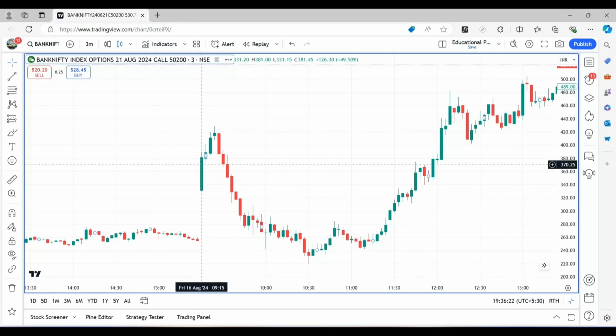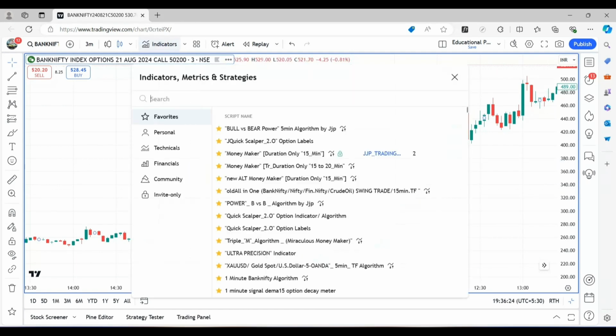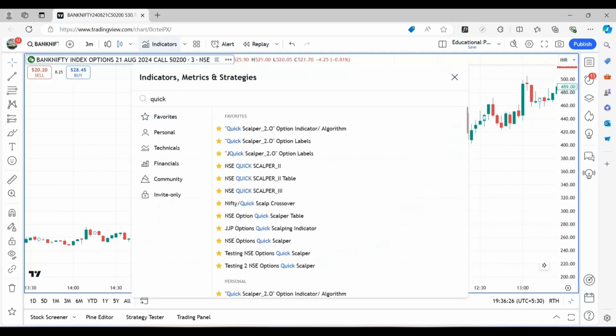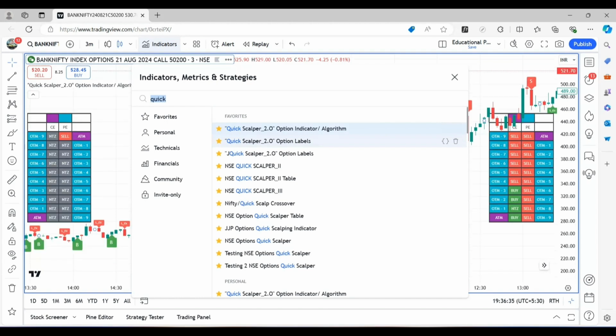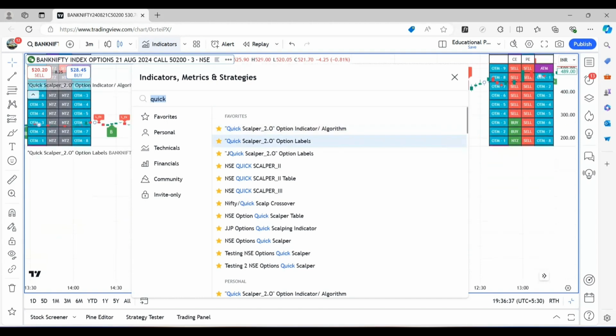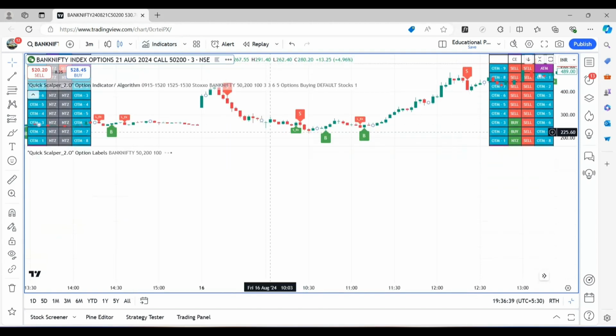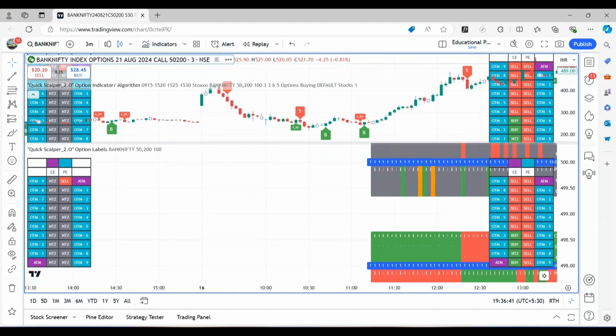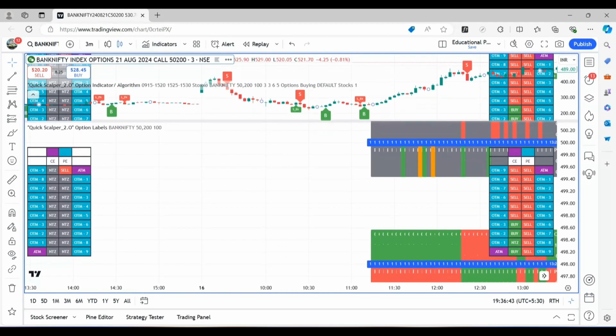Right now I will be applying our indicator. Once you go to the indicators, type quick scalper. You will have the 2.0 option indicator algorithm. This is one indicator, and the other indicator is the quick scalper 2.0 option labels indicator. These two indicators combine to form a single setup. So this is one setup.